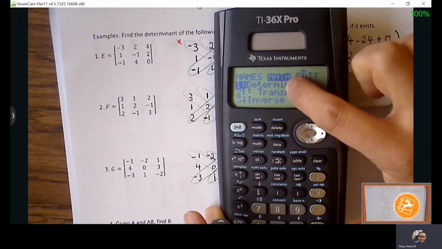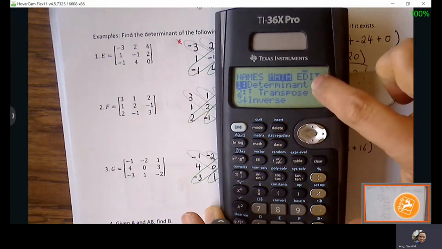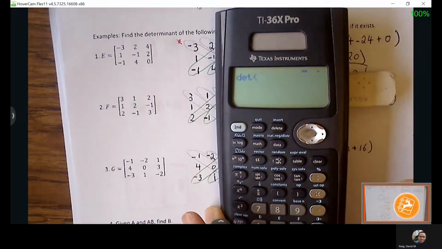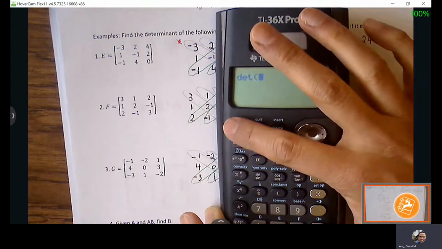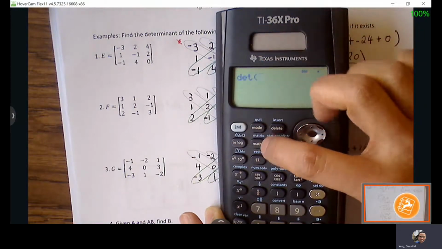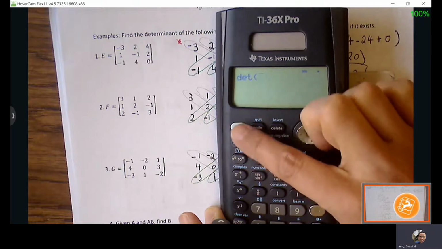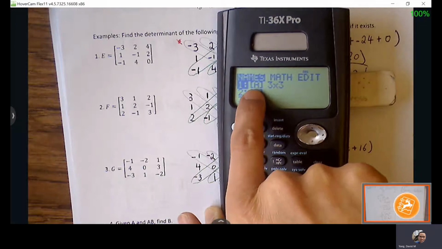So if you scroll over to that header, you see that there's a math header. Determinant, which is option one, hit enter. So we'll do determinant of matrix. I call this matrix A. So go back to your matrix page. So do second math. And under names, now we can call matrix A.